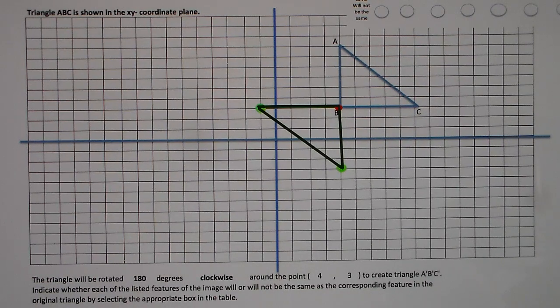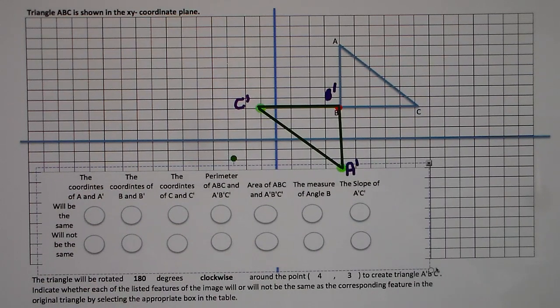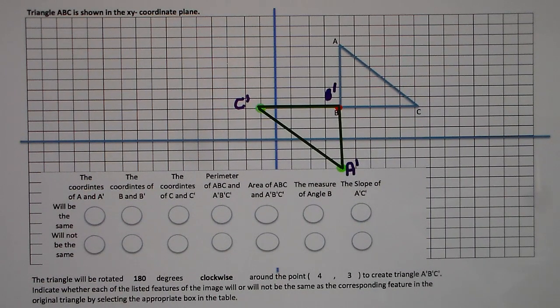And we'll label them. So that's A prime. This is C prime. And this is B and B prime. We'll bring the box down. Go through our questions. The coordinate of A is not the same. B is the same because we're rotating on the B point. C is not the same.